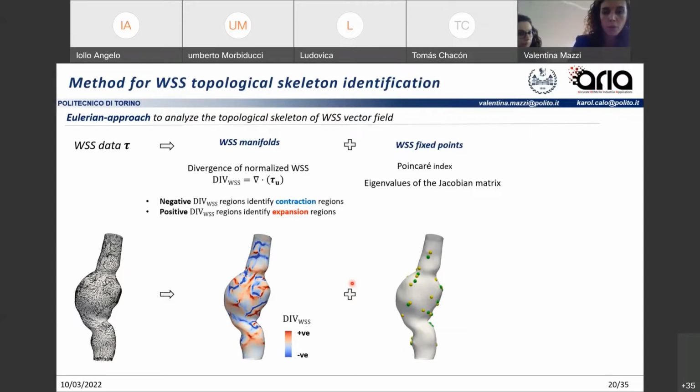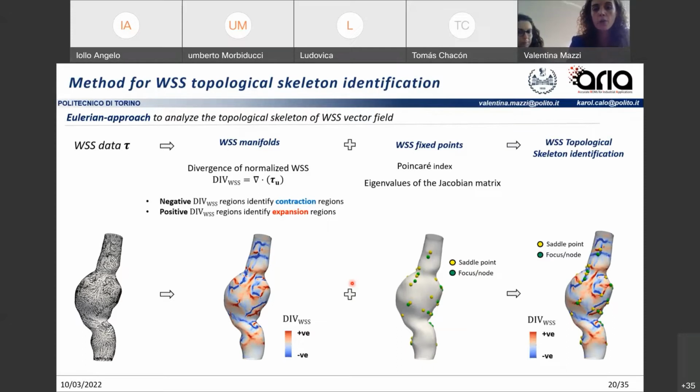Then, to identify wall shear stress fixed points, we computed the Poincaré index. And finally, we classified the fixed points by computing the eigenvalues of the Jacobian matrix. Finally, we obtained the complete wall shear stress topological skeleton.